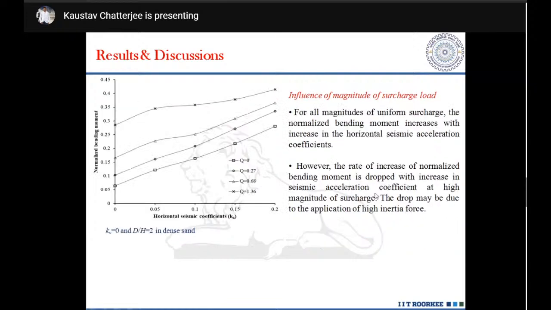Influence of magnitude of surcharge load. For all magnitudes of uniform surcharge, the normalized bending moment increases with increase in horizontal seismic acceleration coefficient. However, the rate of increase in normalized bending moment drops with increase in magnitude of seismic coefficient at a high magnitude of surcharge loading. This is because of the high inertia force. It almost becomes constant.